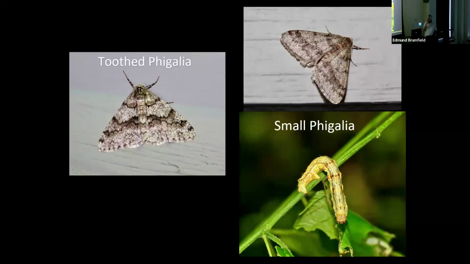So what are these? And why are these important? Well, most of the ones in that image were toothed phagalias, and a few small phagalias. That's on the upper right. And this is a caterpillar I found of the small phagalia on hackberry, one of the hackberries in our yard.